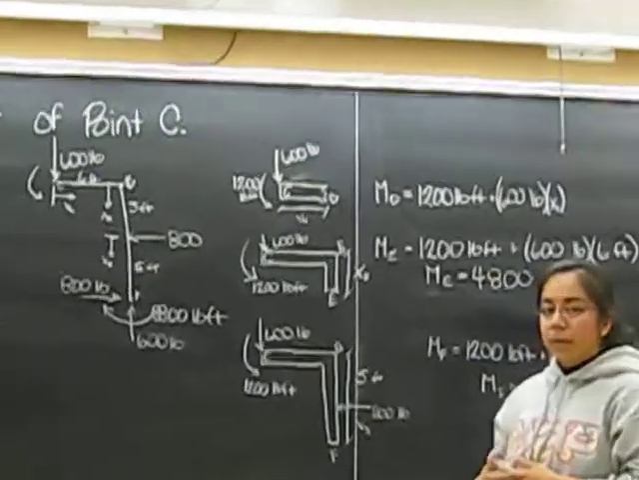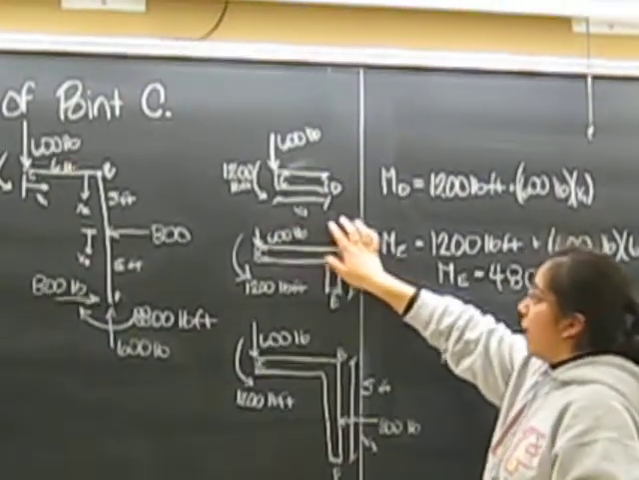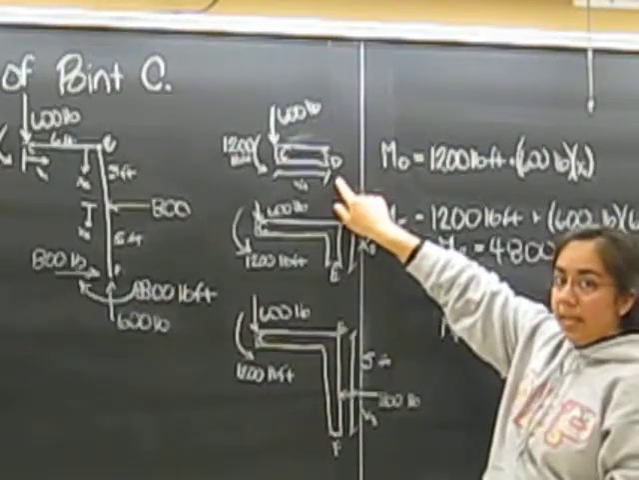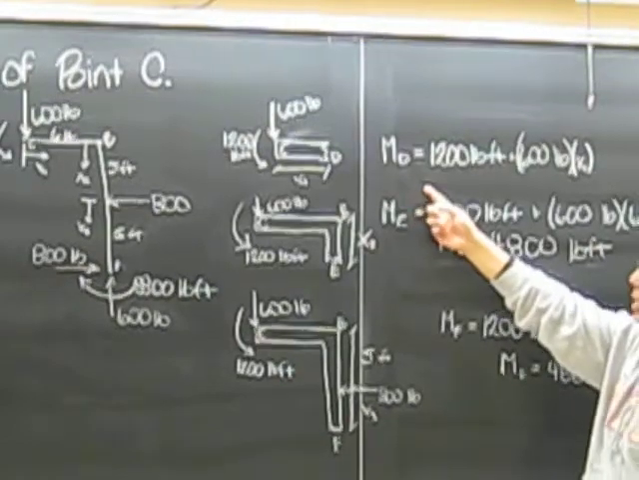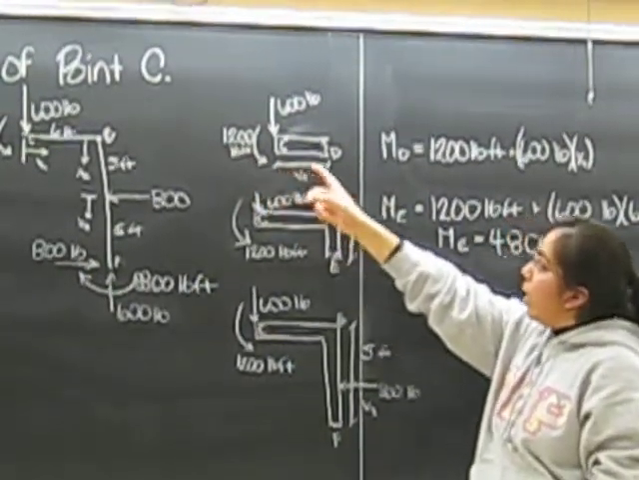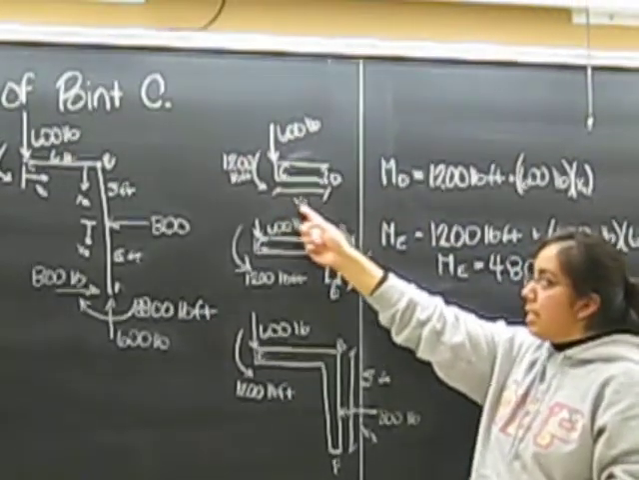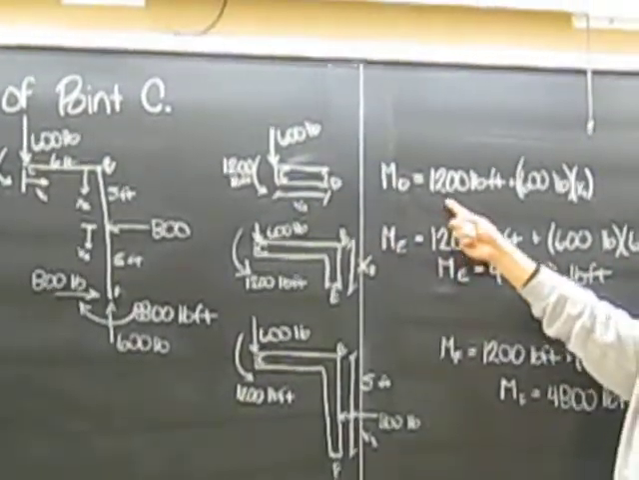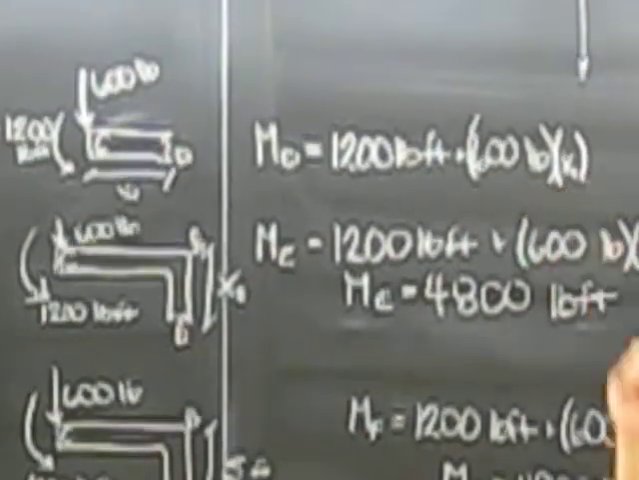We're going to have to make 3 cuts. Our first cut is going to be done between points C and B, and we're going to be solving for this internal moment, which we labeled as D. Again, similarly to what we did before, we're going to go ahead and solve for the moments. We're going to have this 1,200 pound-foot moment, and we're going to add that to the 600 pound force multiplied by a distance of x1. Our internal moment equation is then 1,200 pound-feet plus 600 pounds times x1.